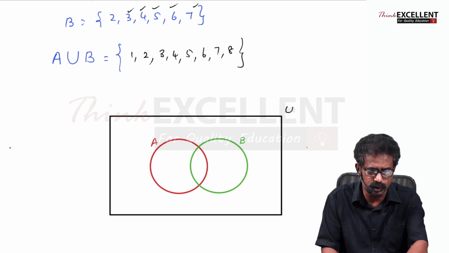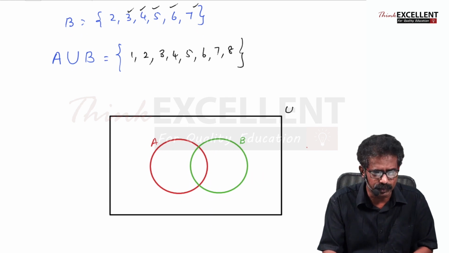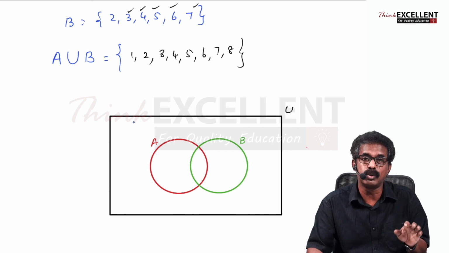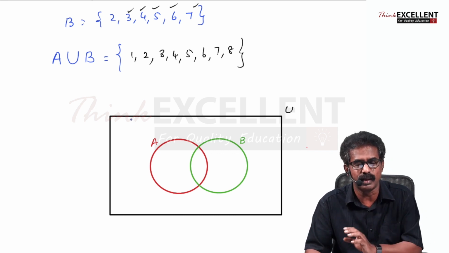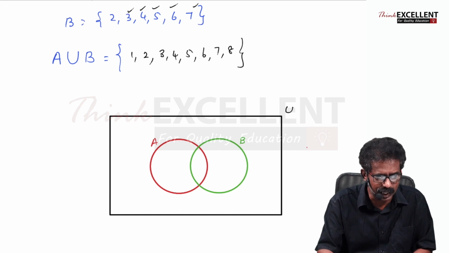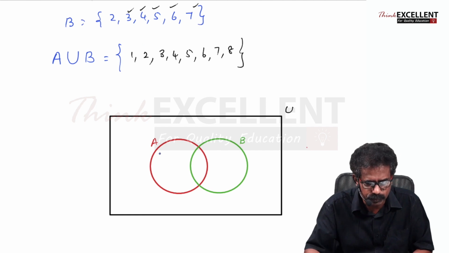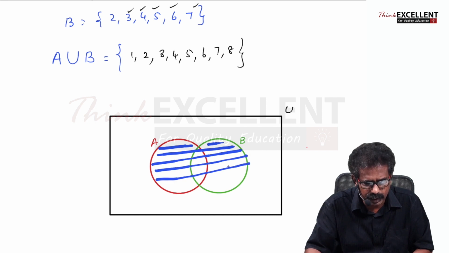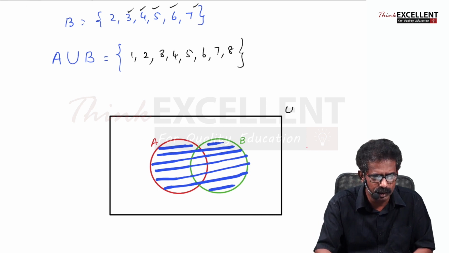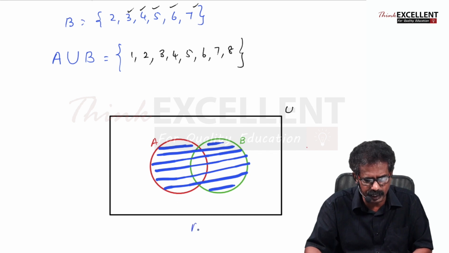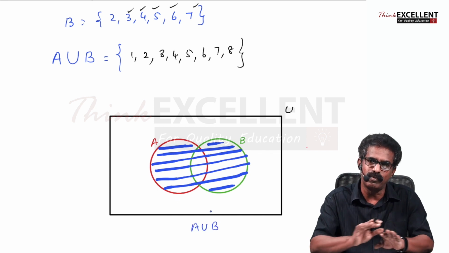Now let us see how to shade that in the Venn diagram. In a Venn diagram, A union B means you shade A and B, everything. So this portion you have to shade. Using pencil and scale, you can draw lines, leave some space and draw. Don't waste much time on that, but you should draw neatly. This portion is A union B.